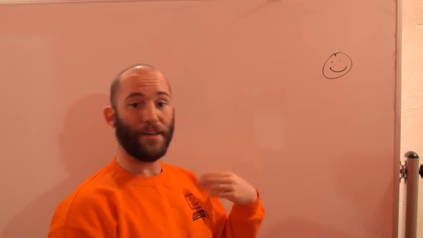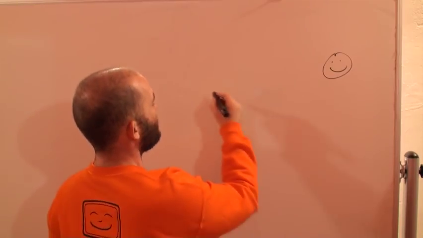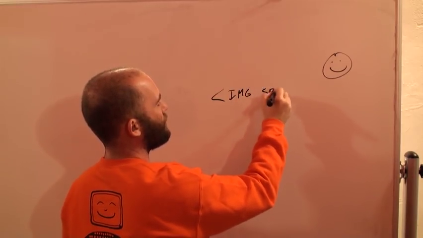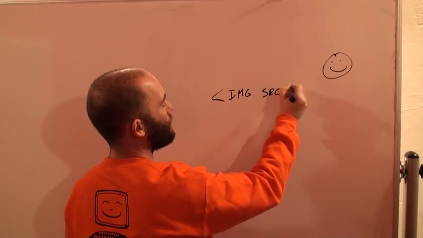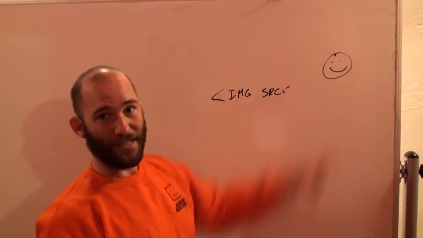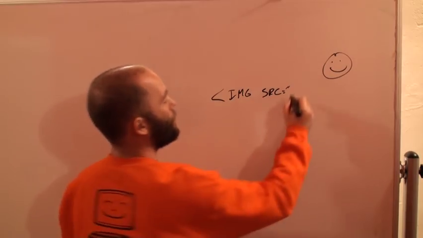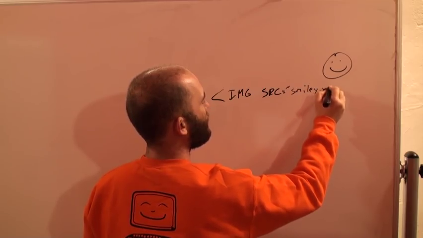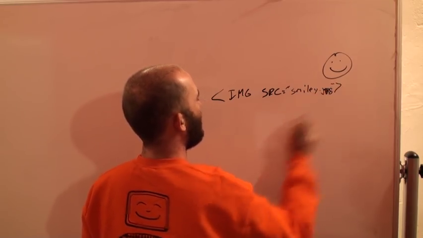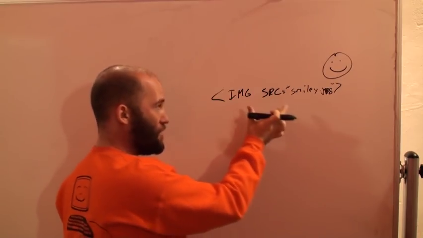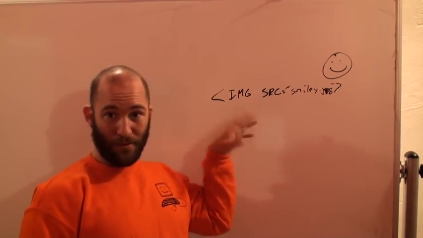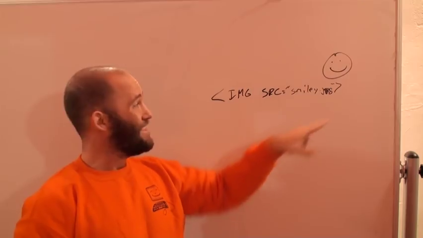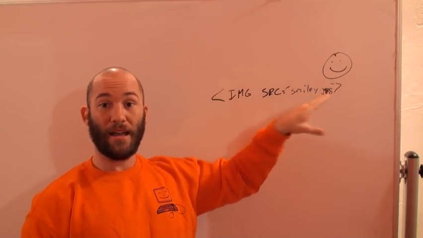And so you point to it by using the image tag. So we would do img space src equals quotation marks, and then let's say this is called smiley.jpg. And so by putting this line of code into the web page, this now will tell the web browser to grab this picture and put it into the web page. So this is how you display a picture in a web page.